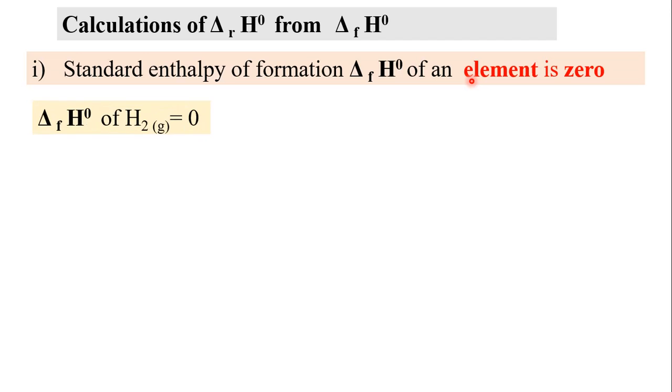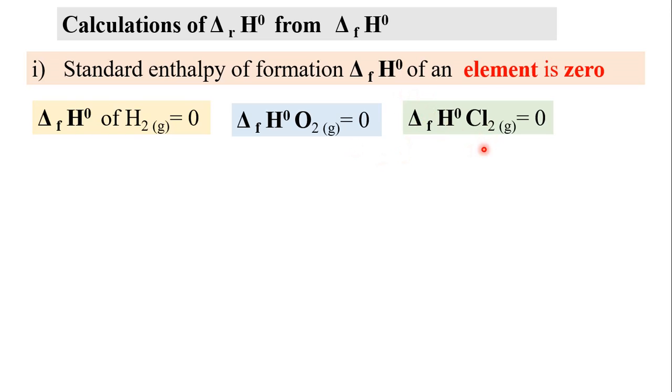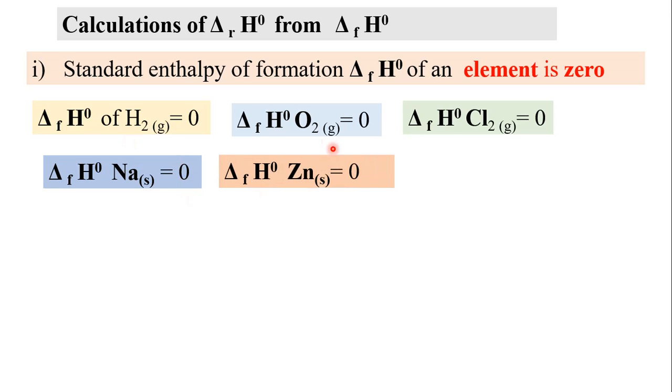For example, hydrogen. Hydrogen in its standard state is in gaseous form, so the standard enthalpy of formation of hydrogen gas is always 0. Oxygen is in a gaseous state, so its enthalpy of formation is 0. Chlorine is present in a gaseous state, so its standard enthalpy of formation is 0. If nitrogen N2 is there, its standard enthalpy of formation is 0. If sodium metal is there, it is present in a solid state under standard conditions, so its standard enthalpy of formation is taken as 0. Or for zinc, or iron, which is in a solid state, the standard enthalpy of formation is 0.